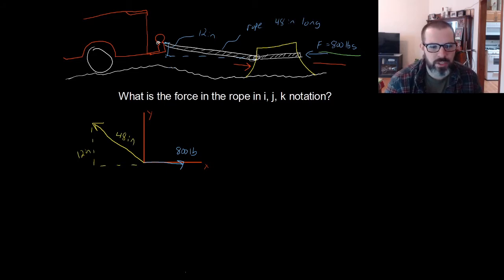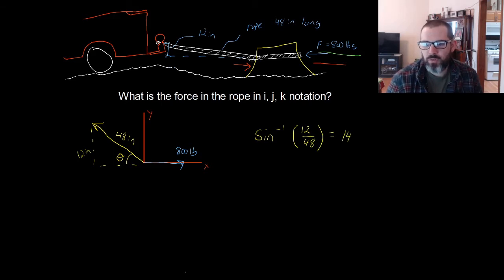So the first thing I'm going to do is figure out what my angle theta is here. And I'm going to say that the inverse sine of 12, which is the rise, divided by 48 is equal to 14.5 degrees. So theta equals 14.5 degrees.